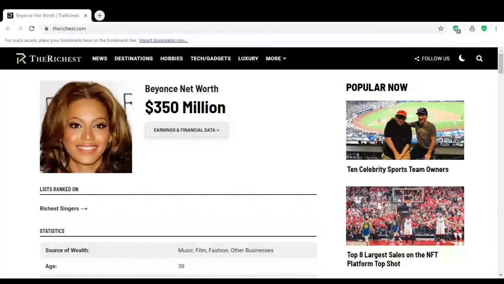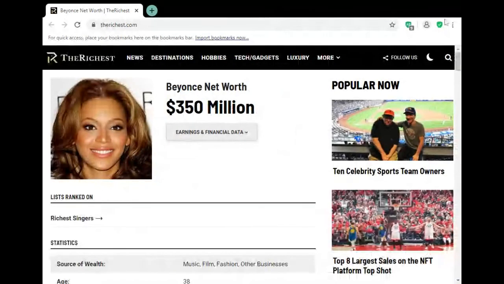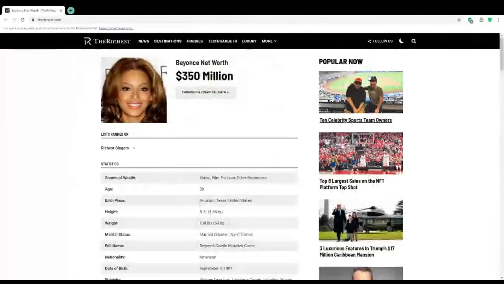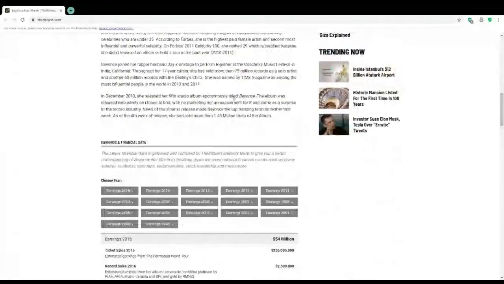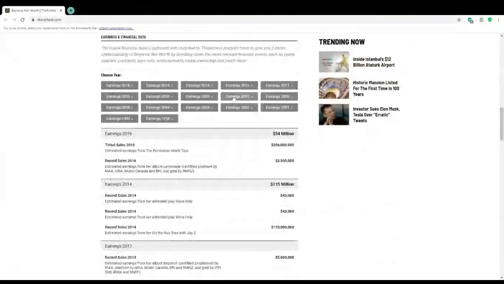Okay, so you should all be able to see the web page on your screen. Now if we scroll, I'm going to scroll down to her earnings and financial data.